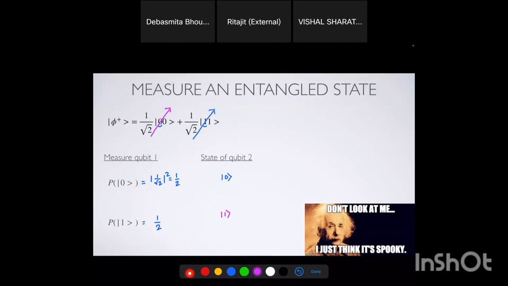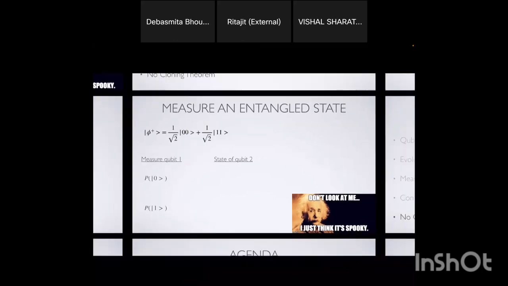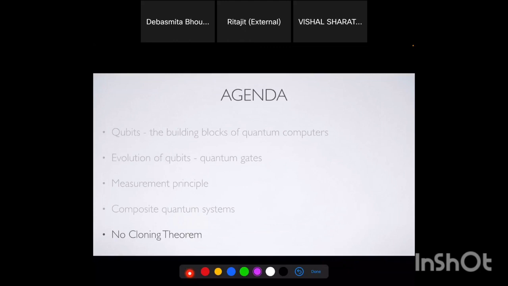But entanglement is at the heart of quantum computing. Just as superposition is something that has no classical analog, entanglement is also something that has no classical analog. And these two are at the heart of quantum computing. So just one last thing, and I'll hand over to Debosmita. I'm taking some of her time actually, is the no-cloning theorem. This is actually very important.